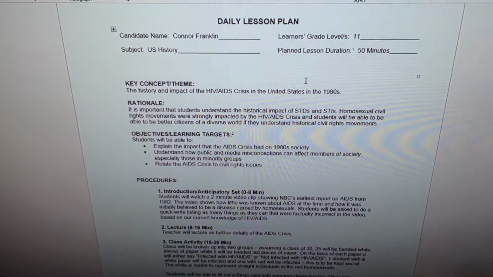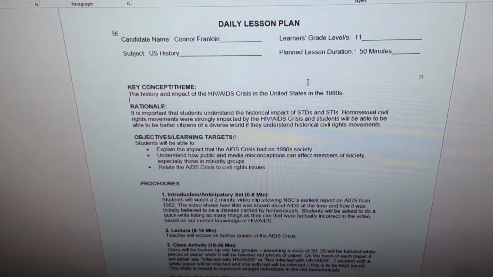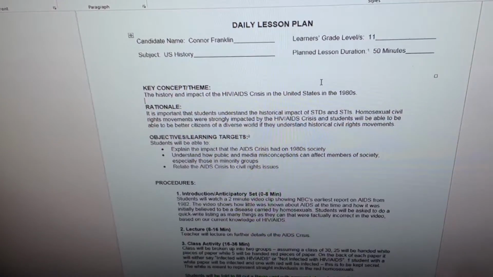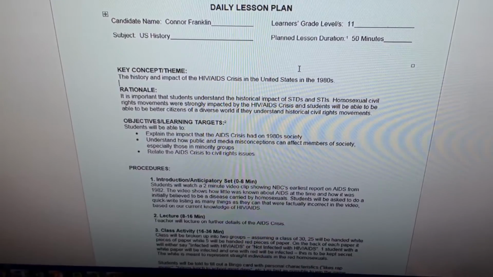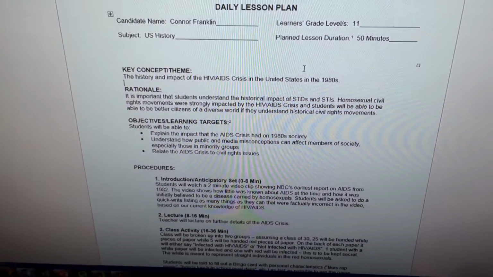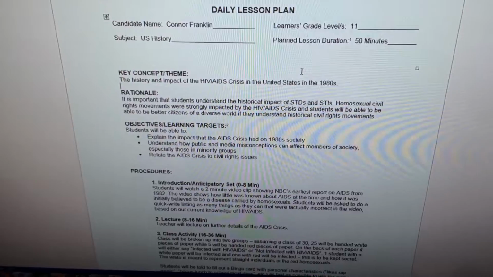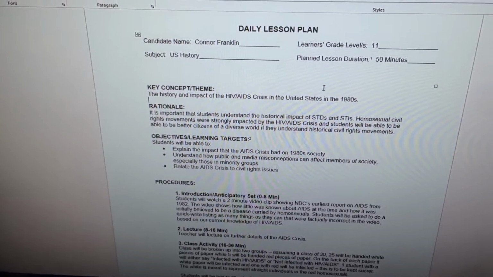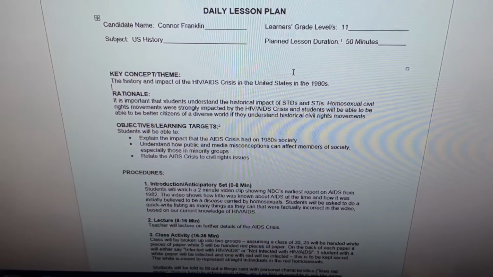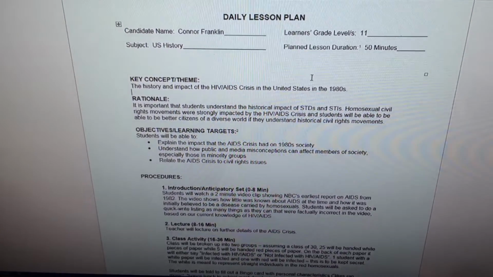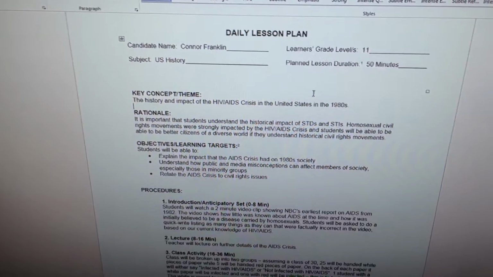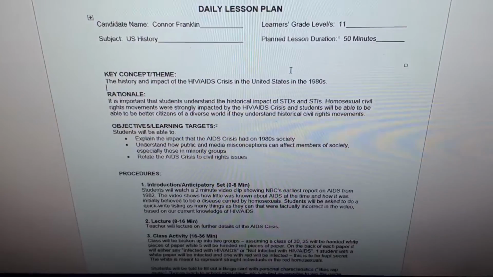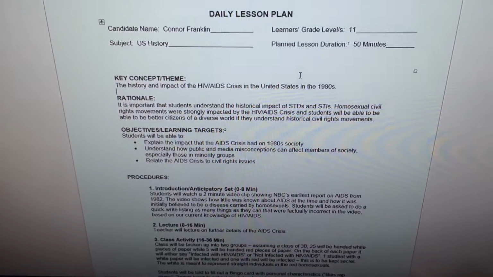The key idea behind it is that it is important for students to understand how STDs and STIs have had an impact on history, and I chose to do that by going over the story of the HIV and AIDS crisis. The HIV and AIDS crisis also had a significant impact on civil rights movements, especially for homosexuals in the 1980s, and it is important for students to be able to understand that and relate it to current issues to be better citizens in the future.